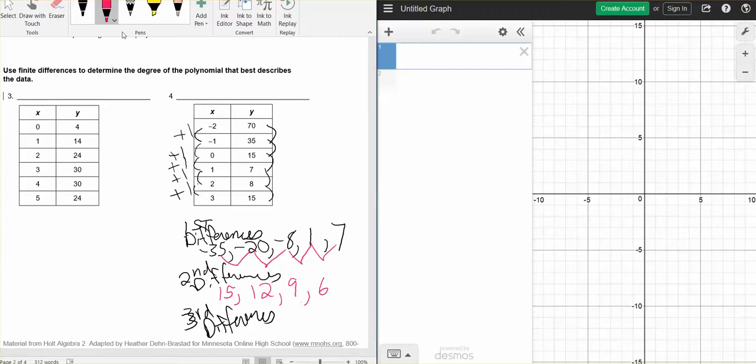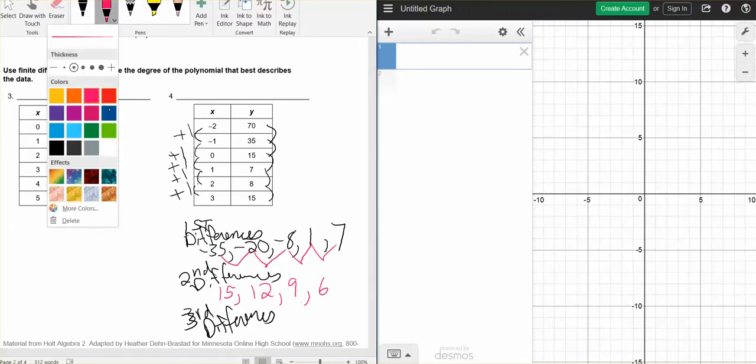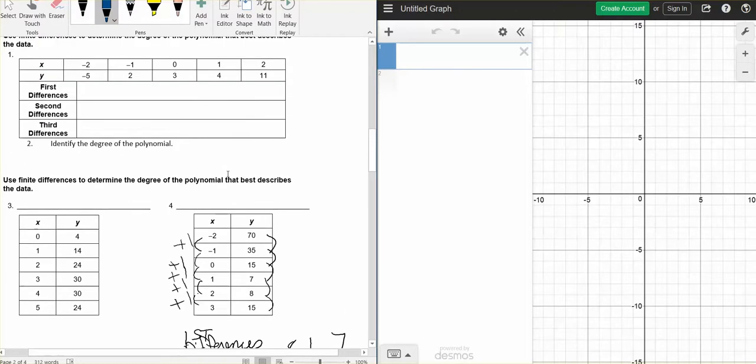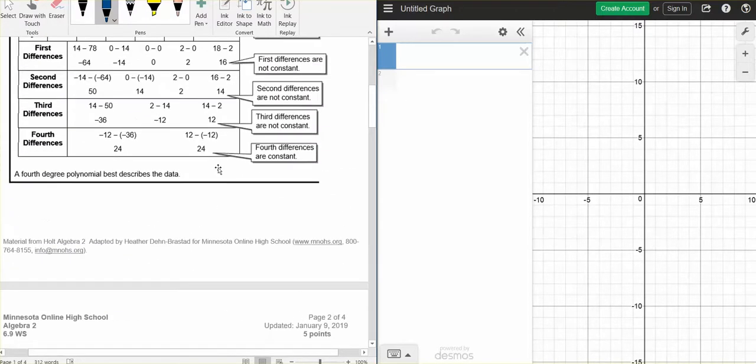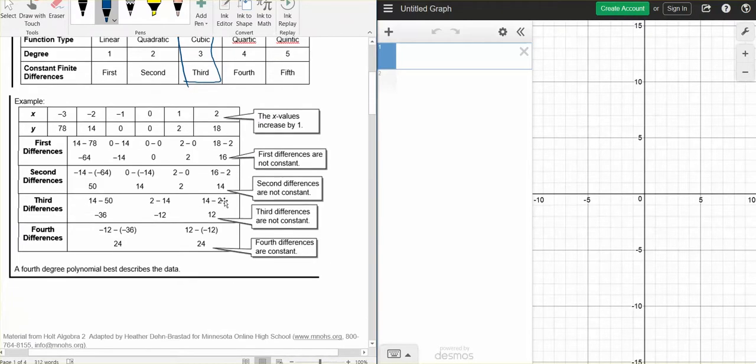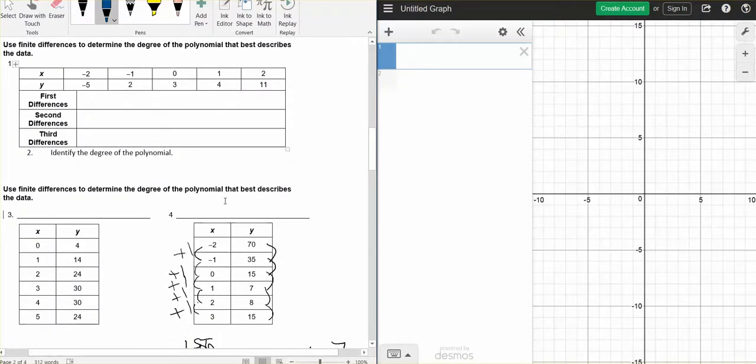Now we look at the third differences. So from 15 to 12, that decreased by 3. 12 to 9 decreased by 3, so those are negative 3. 9 to 6 decreases by negative 3. Those are constant. They're all the same. So that means, you can look back at the table, if the third differences are constant, then we have a cubic function, so it'll have a degree of 3. And that's what you have to write here, that this would be cubic.